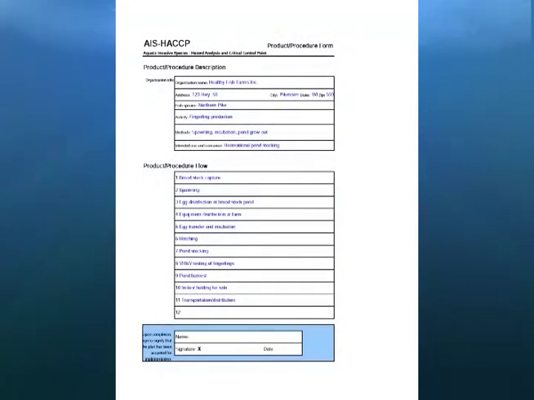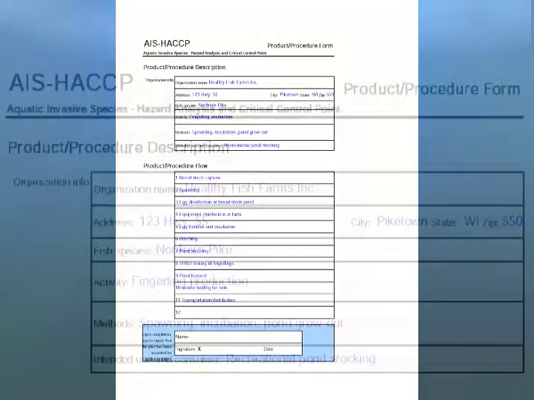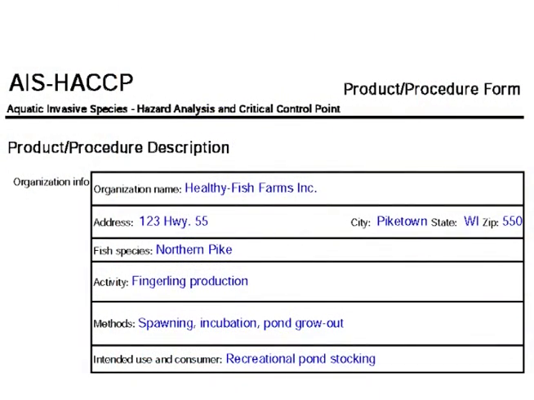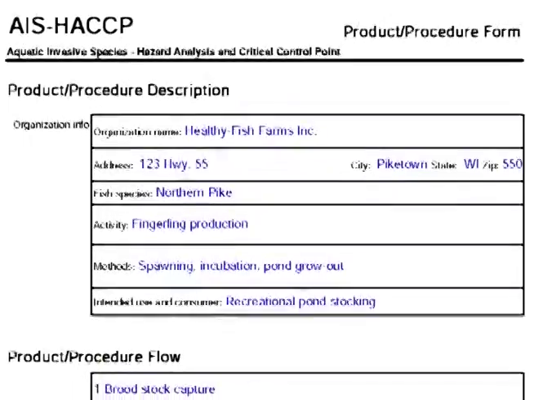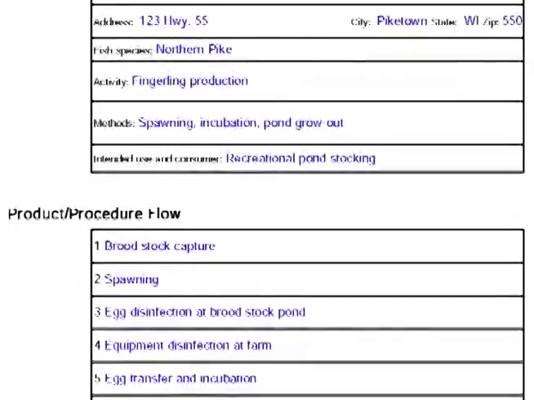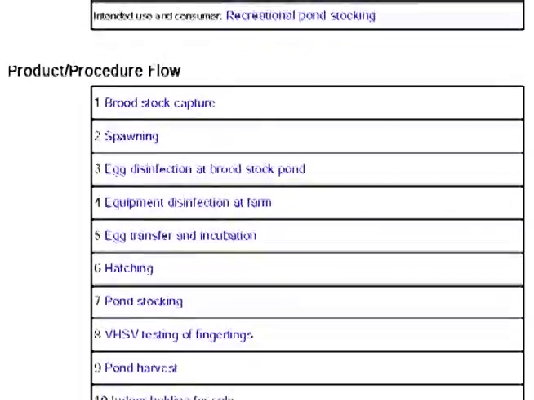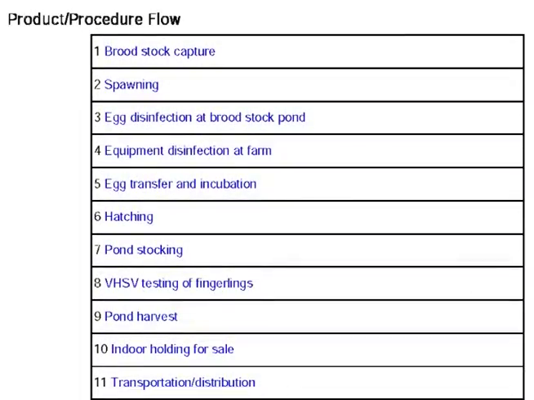The first step in the HACCP process is the completion of the product procedure form. This form identifies the business, lists the species cultured, and the types of activities undertaken, as well as the intended use of the product. Most importantly, the form characterizes the product and procedure flow. This list of specific activities will be the basis for your critical control point analysis. It should be a step-by-step description of the things you do on your farm from the beginning of a production cycle to the end.